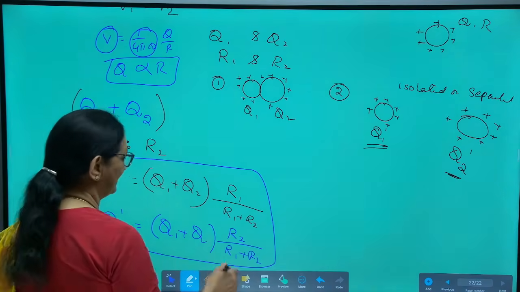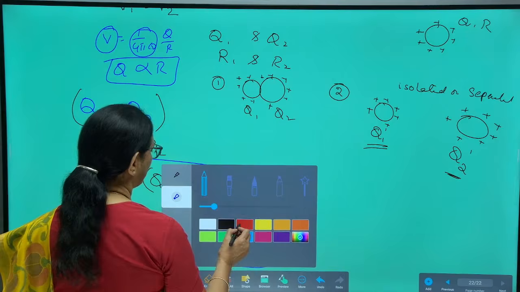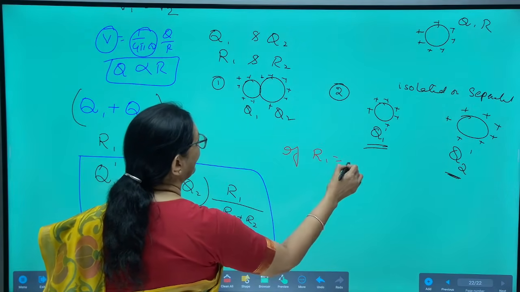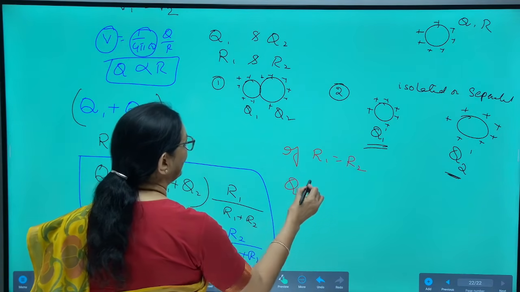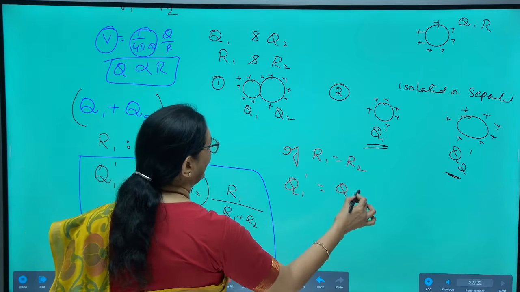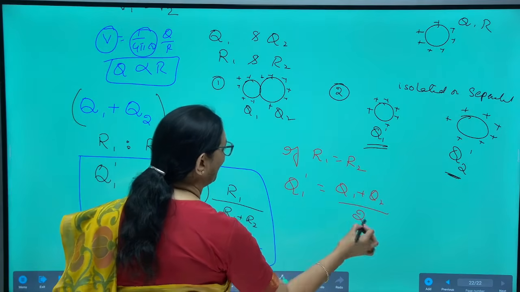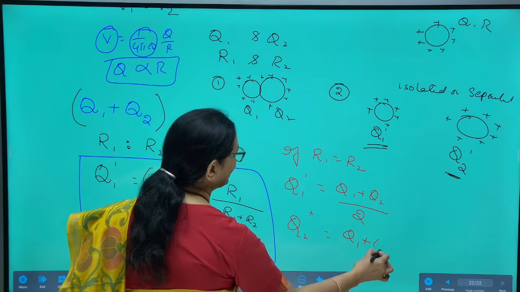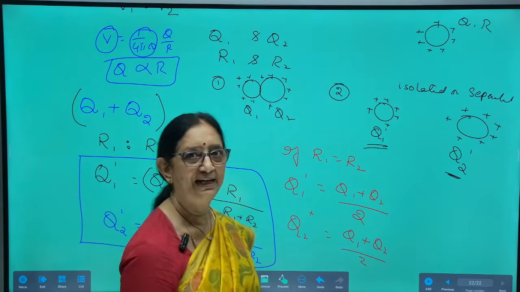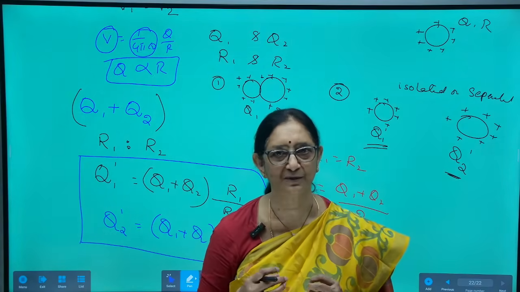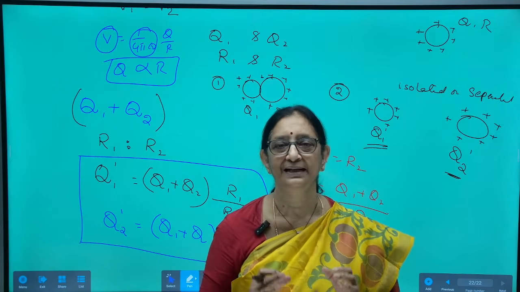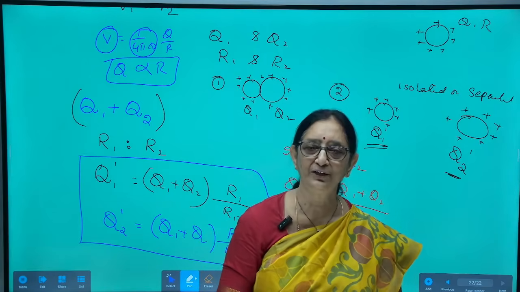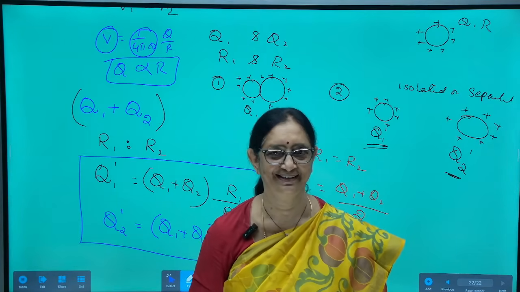Now, a special case is, suppose radii are equal, r1 is equal to r2, then q1 dash is equal to q1 plus q2 by 2 and q2 dash is equal to q1 plus q2 by 2. Meaning, if there are two identical spheres, then charge divides equally, q1 plus q2 by 2 on both the spheres. Okay, I will stop here.